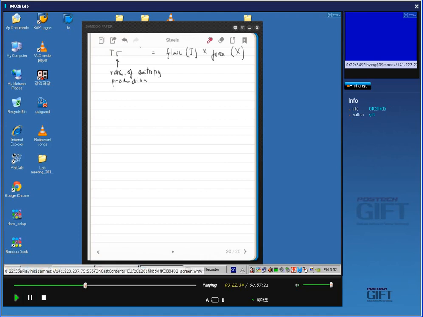So if I can express any process using such an equation, then I will find that the flux is proportional to the force.